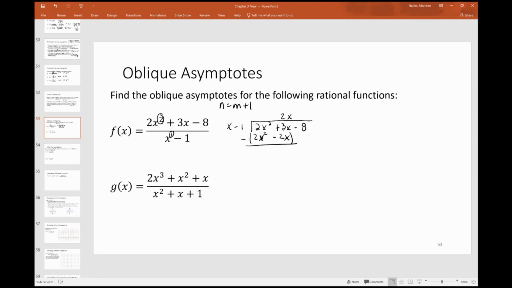All right, 3x minus negative 2x, that's 3x plus 2x, or 5x. We're going to bring down that negative 8. X goes into 5x minus 8 5 times, positive 5 times.